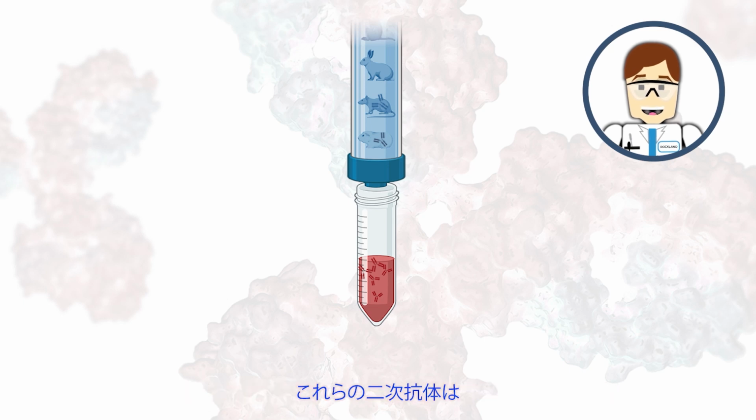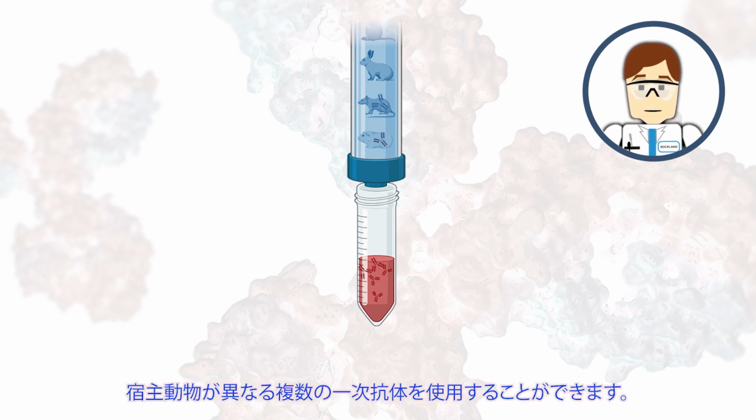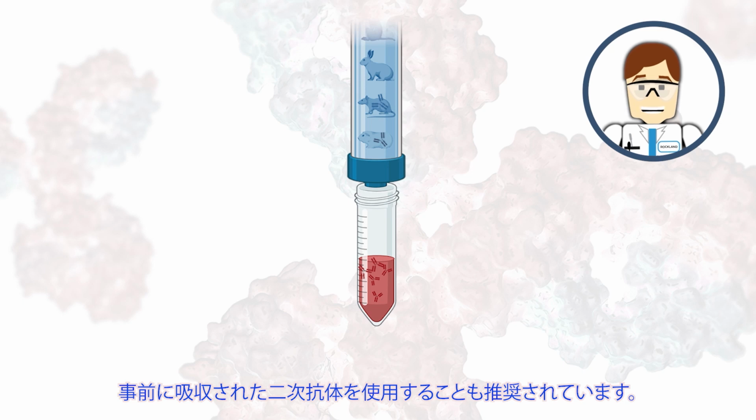These secondary antibodies show extremely low levels of cross-reactivity, typically less than 1% of the desired signal, which allows the use of multiple primary antibodies from different host species in a multiplex experiment. It is also recommended to use secondary antibodies that are pre-absorbed against the species of the sample.